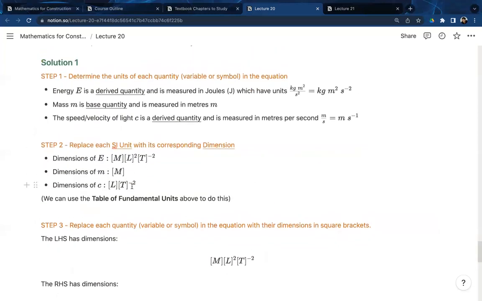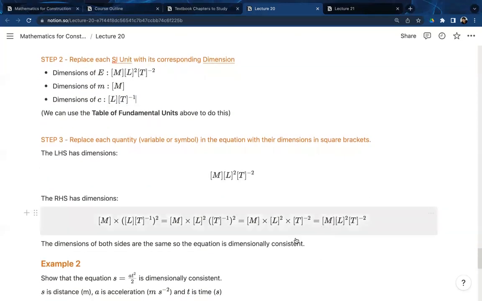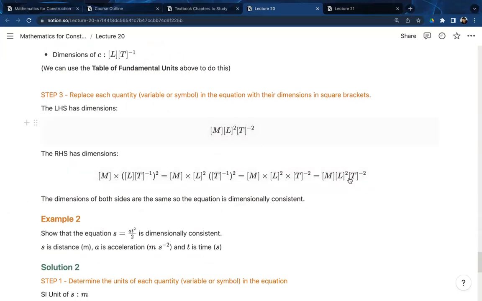So this dimension of c here is L T to the minus 1. Multiply that all squared. So M by this all squared. You just use the indices now and simplify it, and then you get M L squared T minus 2, which is the same as the left-hand side. So once both sides of the equation are the same thing, you know you're good to go.